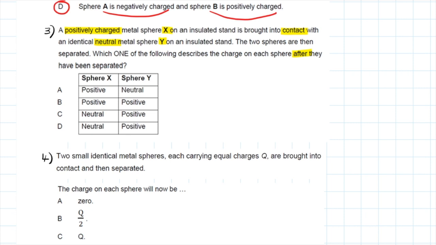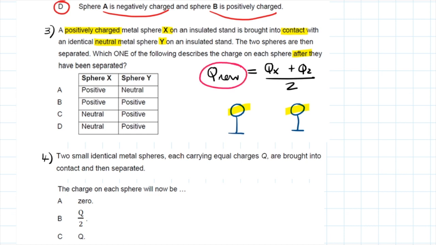When we have spheres that are charged, that are brought into contact, we remember the formula that we obtained in grade 10, which said that the new charge on each sphere can be calculated by taking the charge of each sphere, adding them together, and dividing by 2. In the end, we know that when the spheres are separated after they've come into contact, the charge on each one of these spheres is going to be exactly the same and equal to the new charge that we calculate.